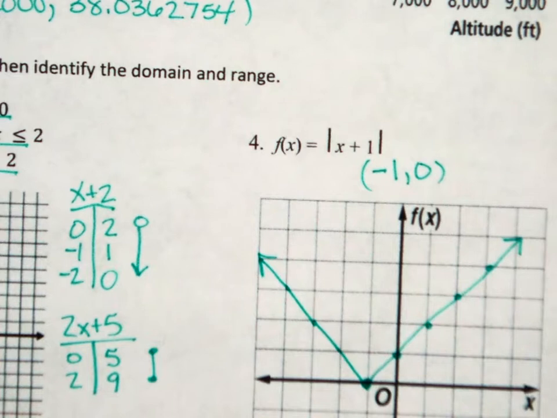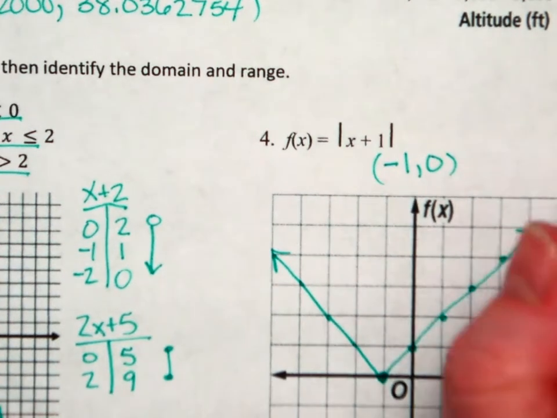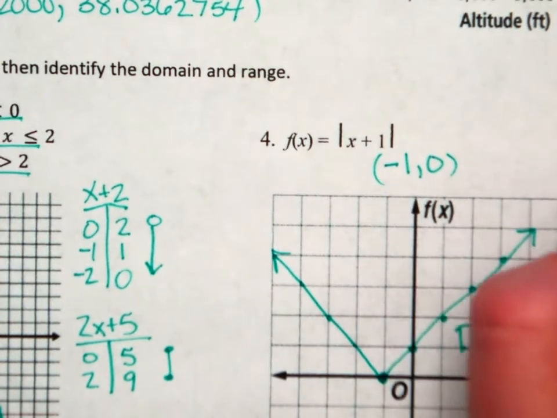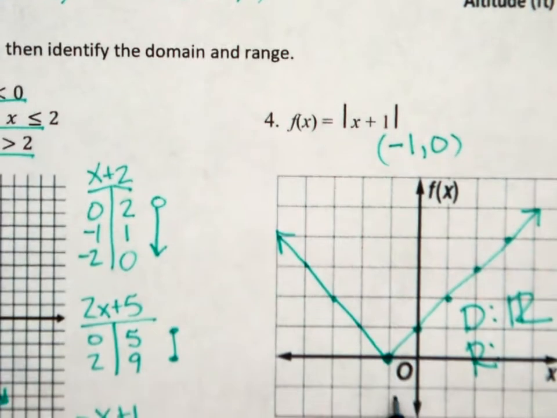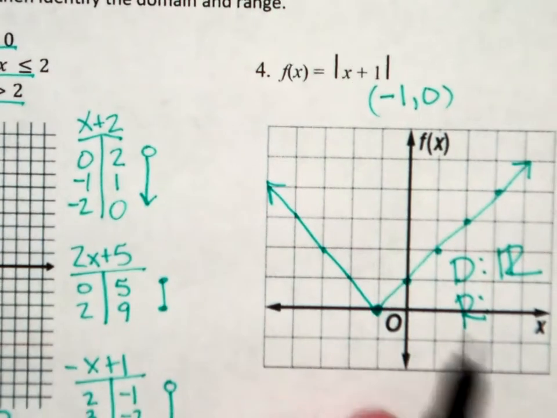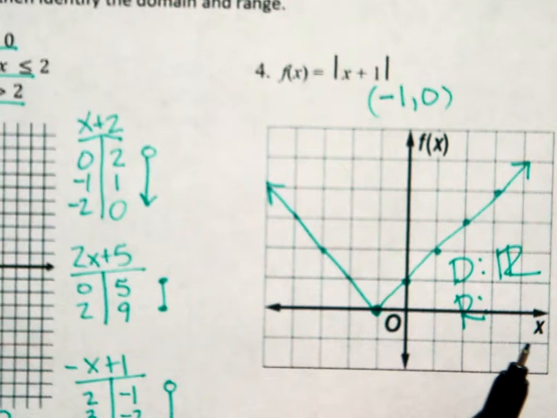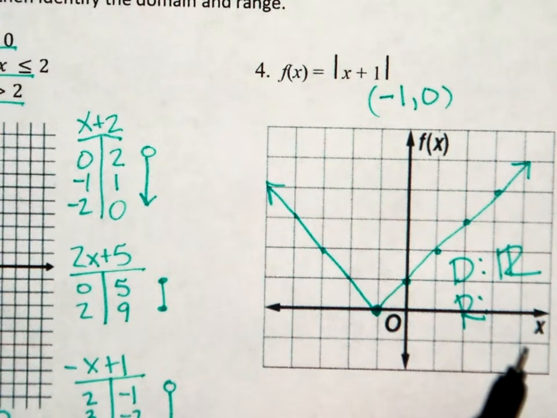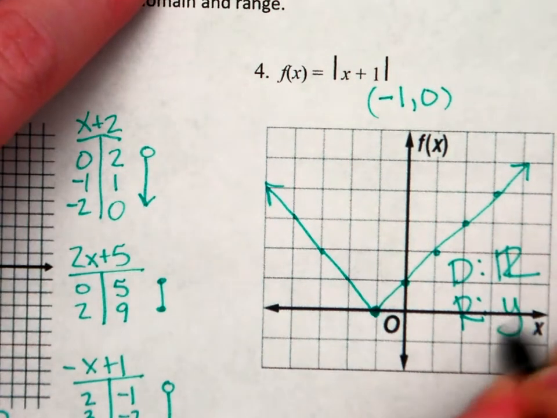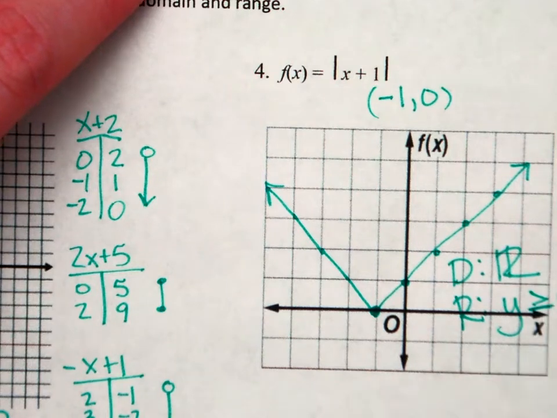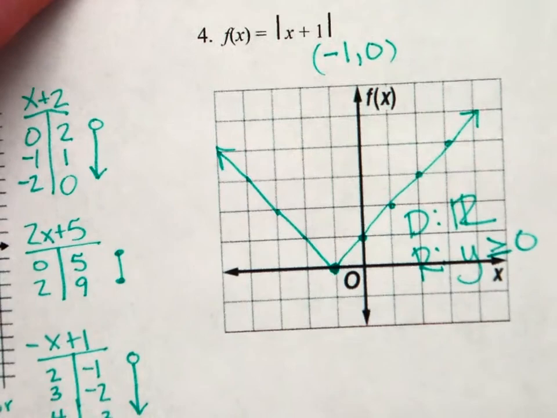The domain of absolute value functions is all real numbers. Your range is where this point starts, which is going to be 0 or bigger, so y is greater than or equal to 0. Okay.